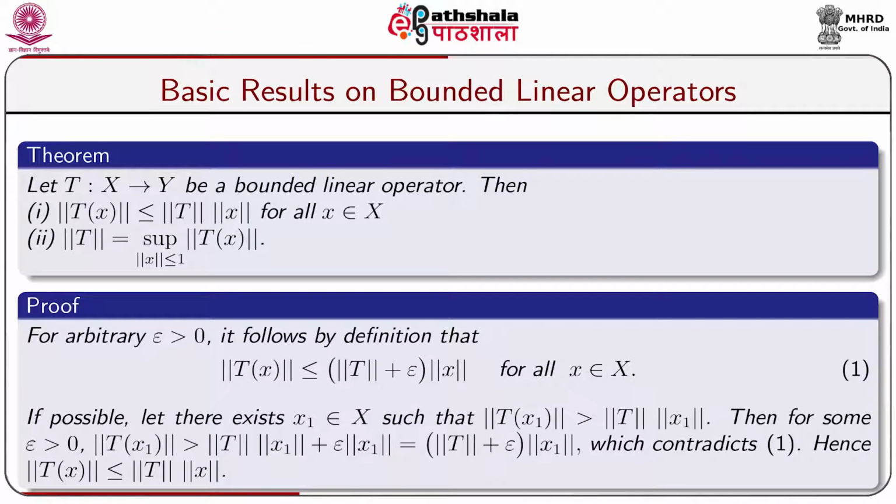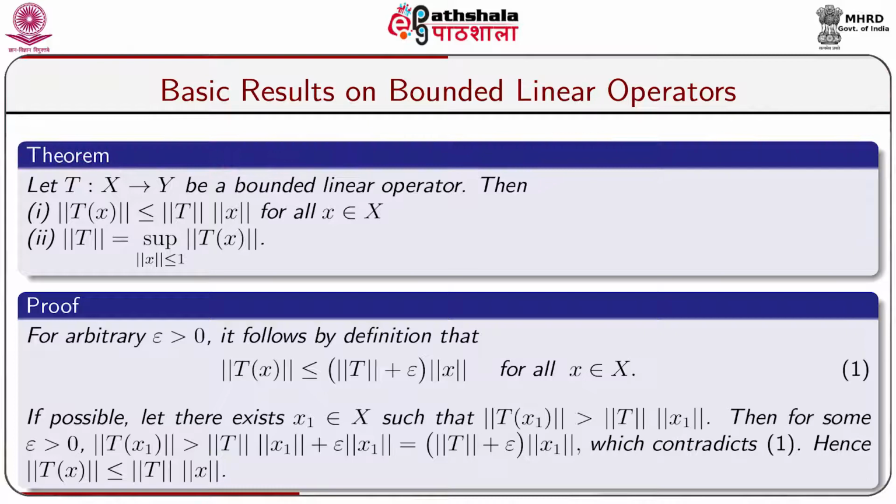Now, let us take a theorem. Let T, a mapping from capital X to capital Y, be a bounded linear operator. Then number 1, norm of Tx less or equals to norm of T into norm of x for all x belongs to capital X, and number 2, norm of T equal to supremum of norm of Tx where supremum is taken over norm of x less or equals to 1. So, we shall take a proof one by one.